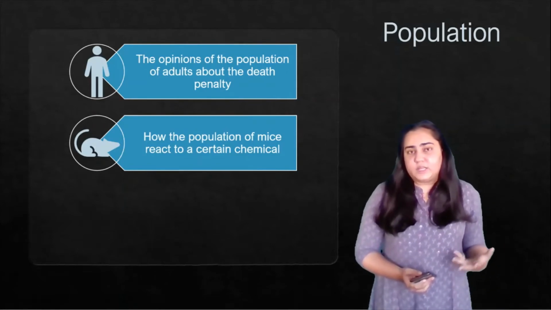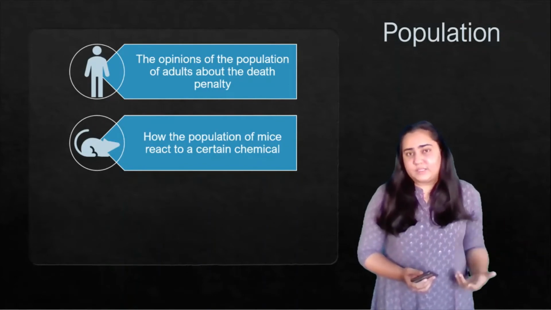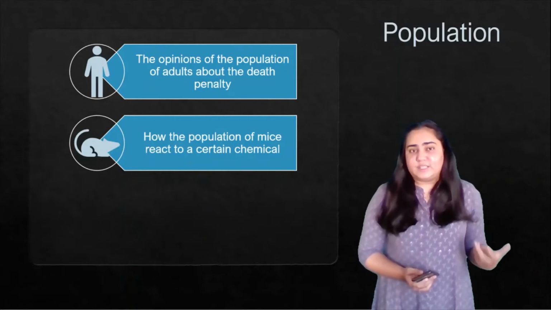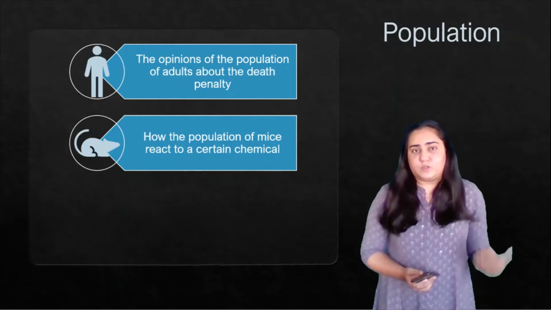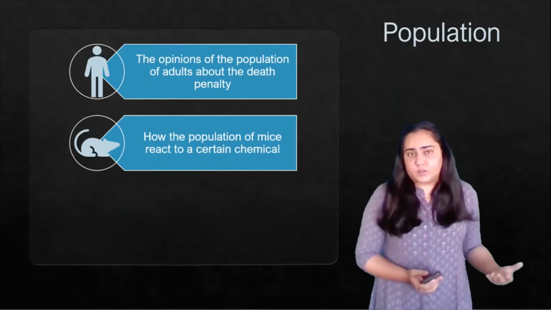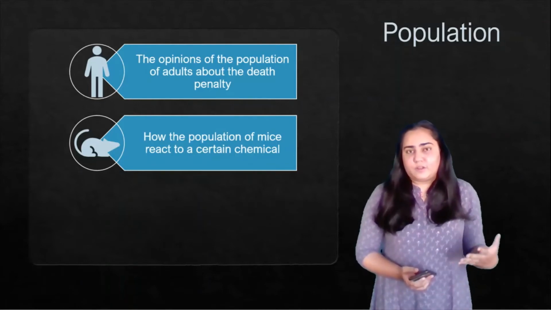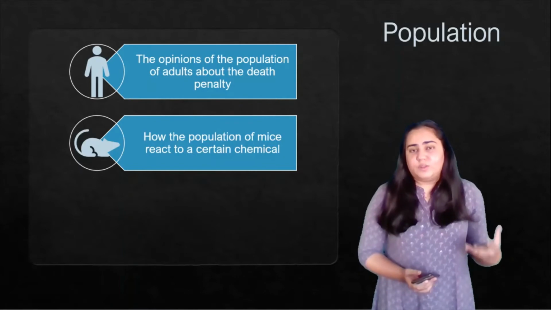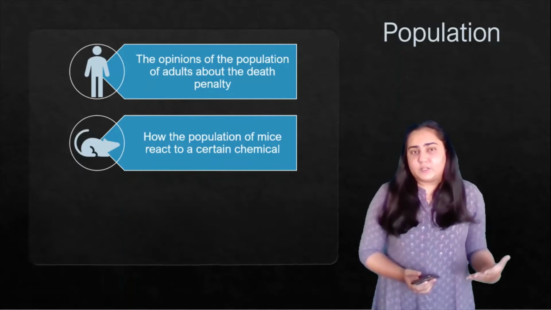So if there is some medicine or a vaccine or some sort of a chemical that has been discovered or invented, and that needs to be tested before it is given to human beings, at that time it is usually tried on animals first. So if this type of chemical is tested on mice, then what is the reaction?